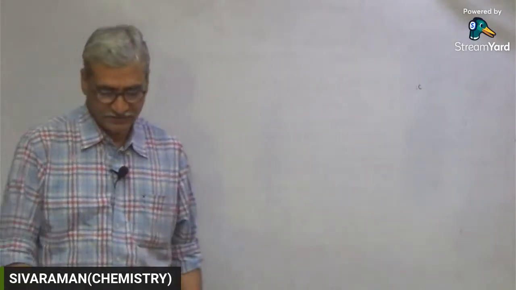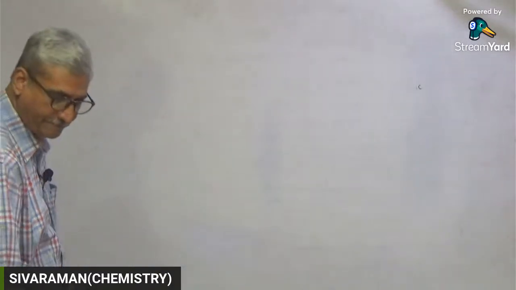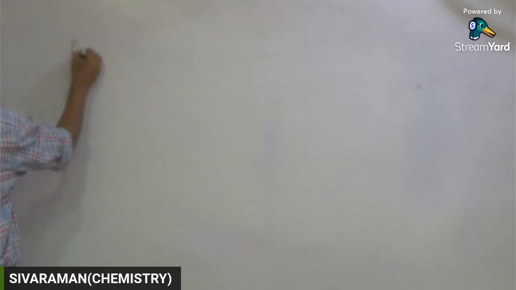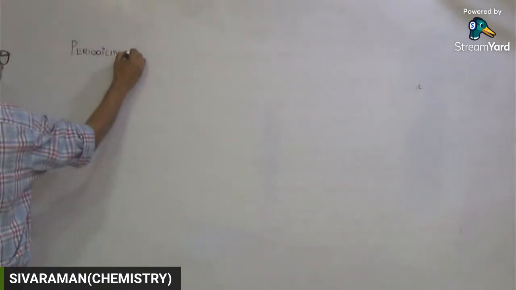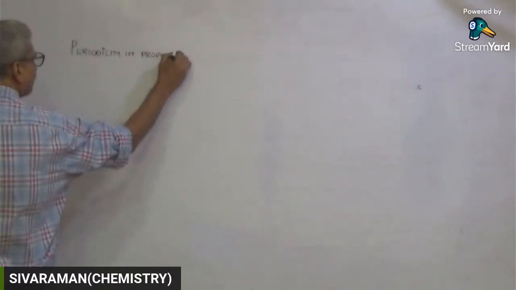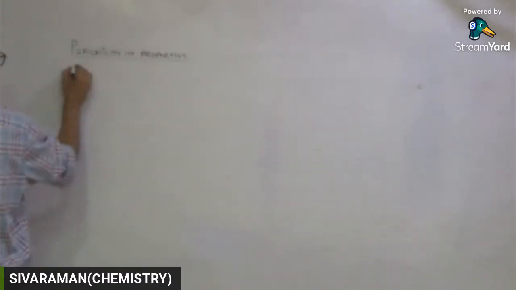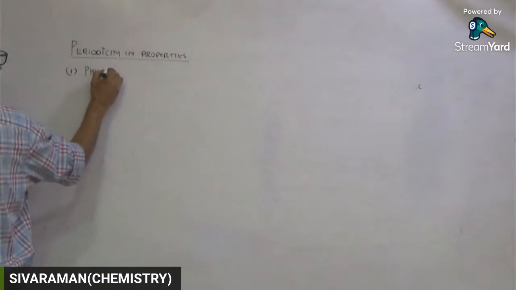So now, what happens is, listen carefully. We are coming to physical state. Okay. When you are talking of physical state, periodicity in properties. When you talk of periodicity in properties, what happens? First is physical state. The first one we are talking about is physical state.